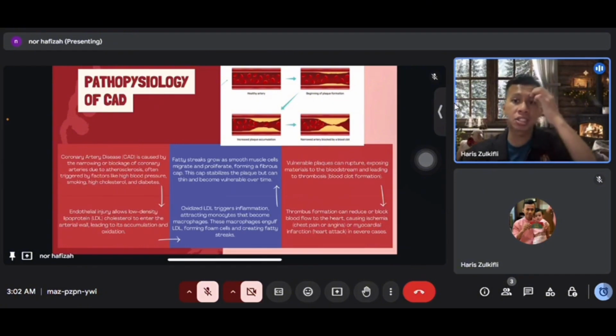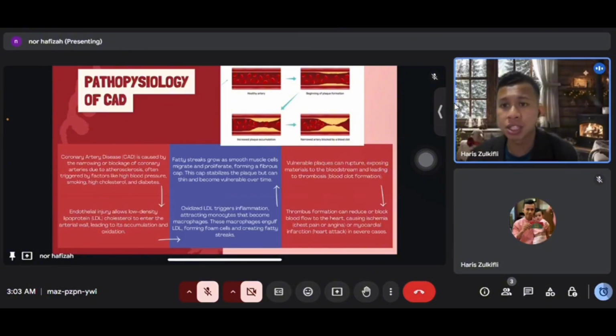Oxidized LDL triggers inflammation, attracting monocytes that become macrophages. These macrophages engulf the LDL, forming foam cells and creating a fatty streak. The fatty streak grows as smooth muscle cells migrate and proliferate, forming a fibrous cap. This cap stabilizes the plaque but can thin and become vulnerable over time.